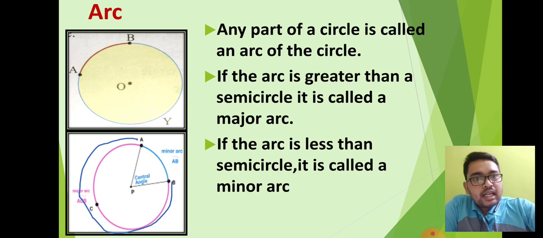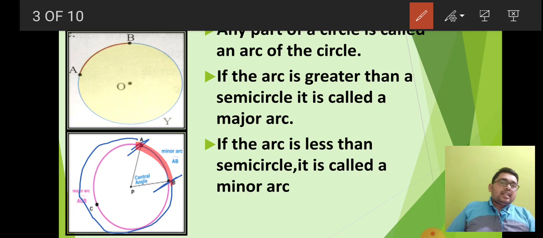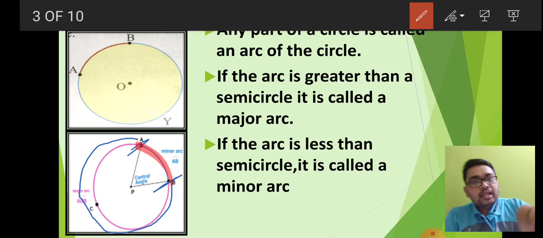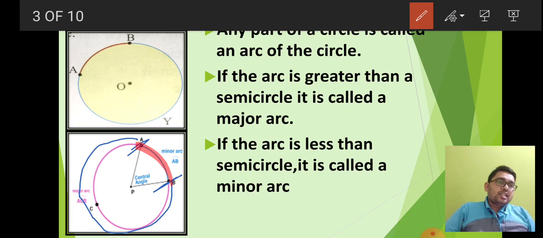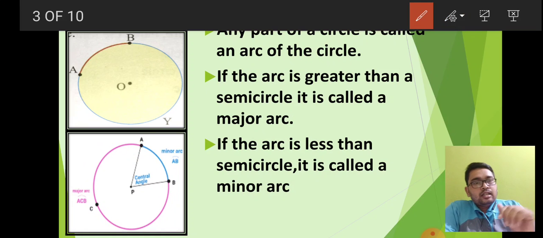The remaining part, like from AB, from here to here, let me change the color, the remaining part from here to here is the minor arc. And this remaining part is the major arc. So easily you can understand major arc and minor arc.